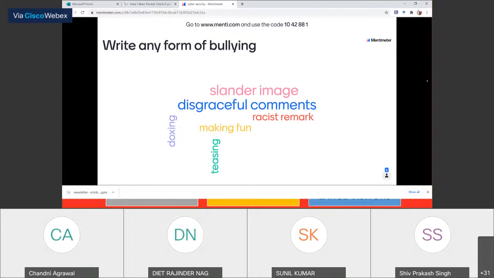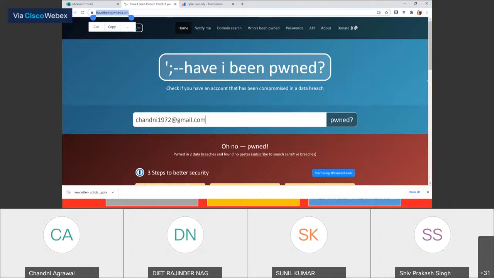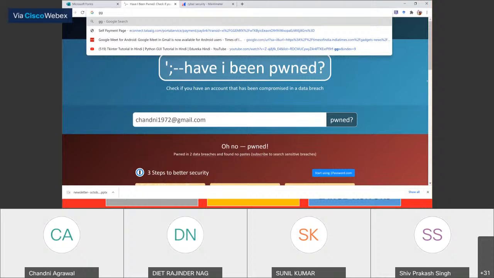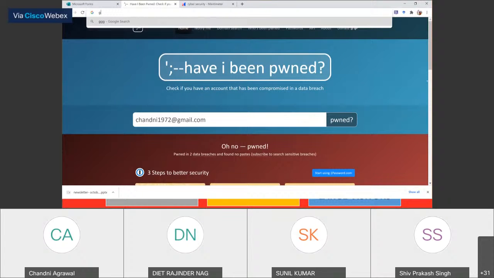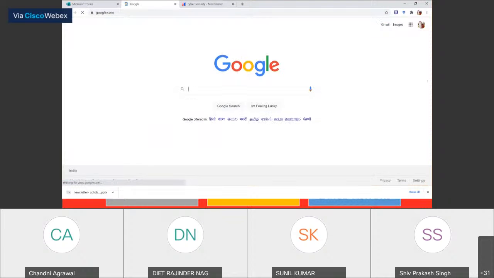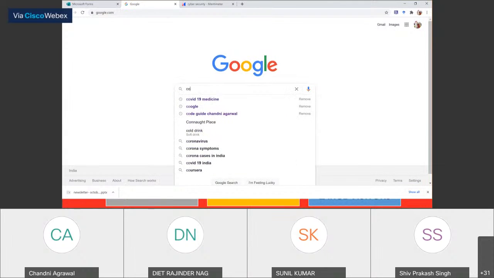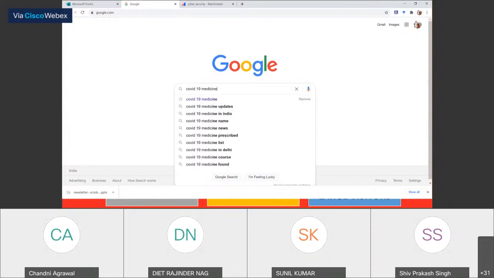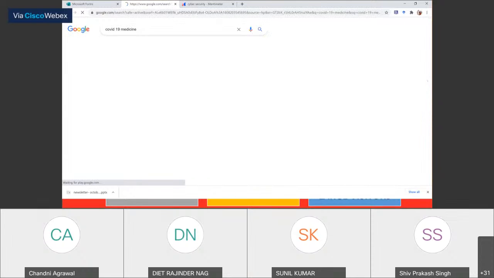Nice. People are writing the words. So how to check whether a news is old or new? Just go to Google and say COVID-19 medicine, or you can write the news you got.